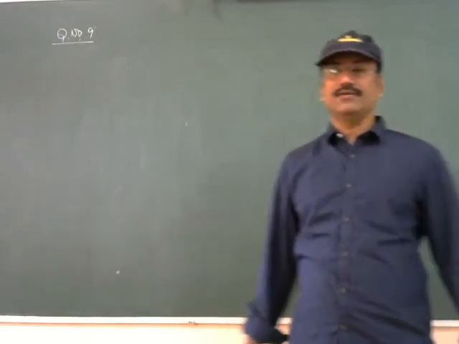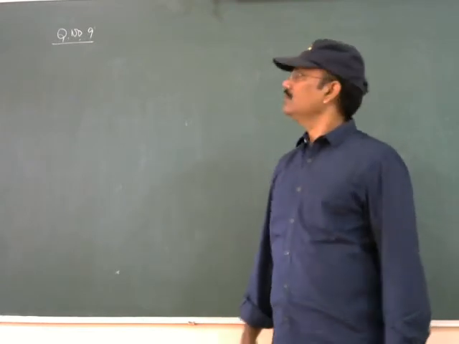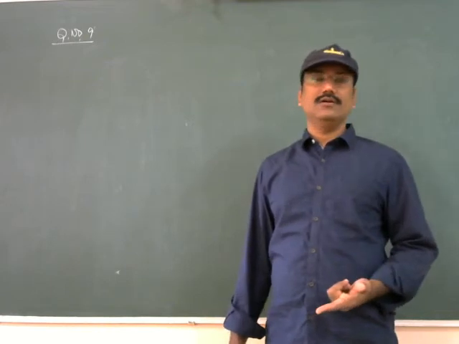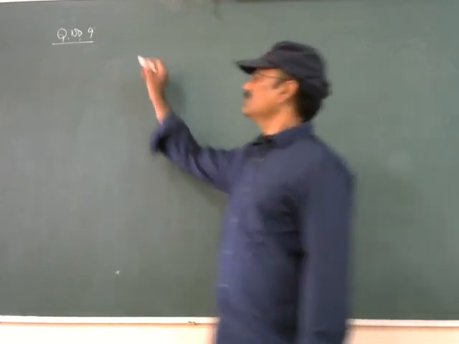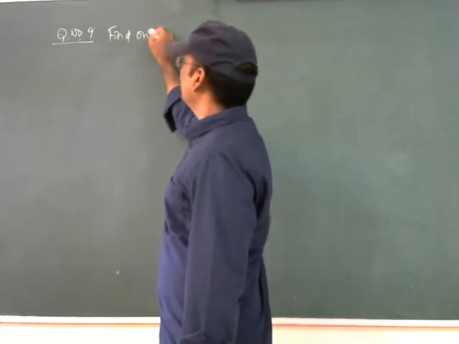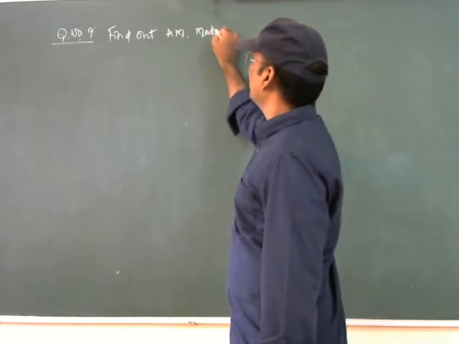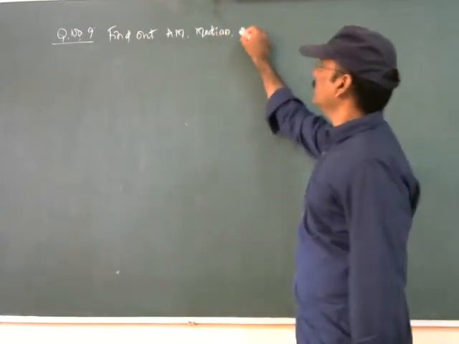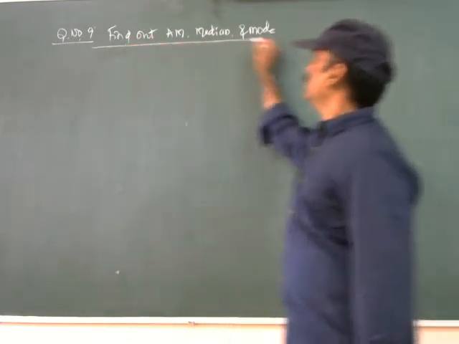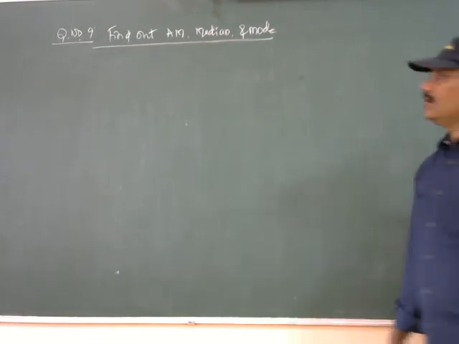Hello, good morning. Question number 9. Question number 9 is related to, once again, the same mean, median, mode calculation in the case of ungrouped data. The question is like this: find out the arithmetic mean, median and mode.